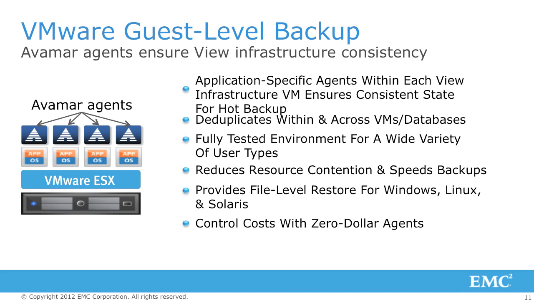Not only this, but Avamar's guest level backup will deduplicate within and across virtual machines and those databases, and has been fully tested for a wide variety of environments, including View desktop environments. This mechanism reduces resource contention and speeds backups, again by providing an in-guest agent and only backing up the changes across the network, and provides a file level restore for Windows, Linux, and Solaris, so you can be assured that there's a wide gamut of flexibility in how you restore particular components or files within the infrastructure servers that we're discussing. And again, we can control costs within Avamar because these agents can be deployed at a $0 cost. Again, only capacity is being licensed in this solution.